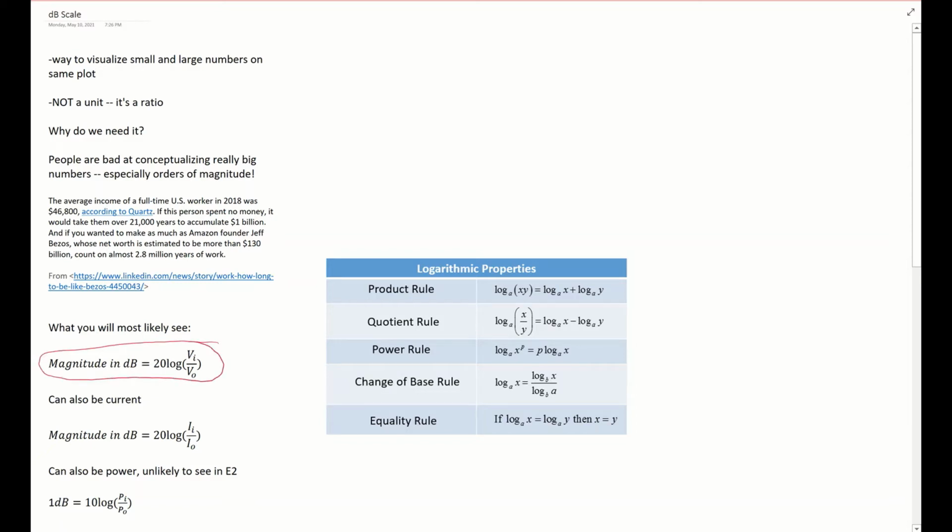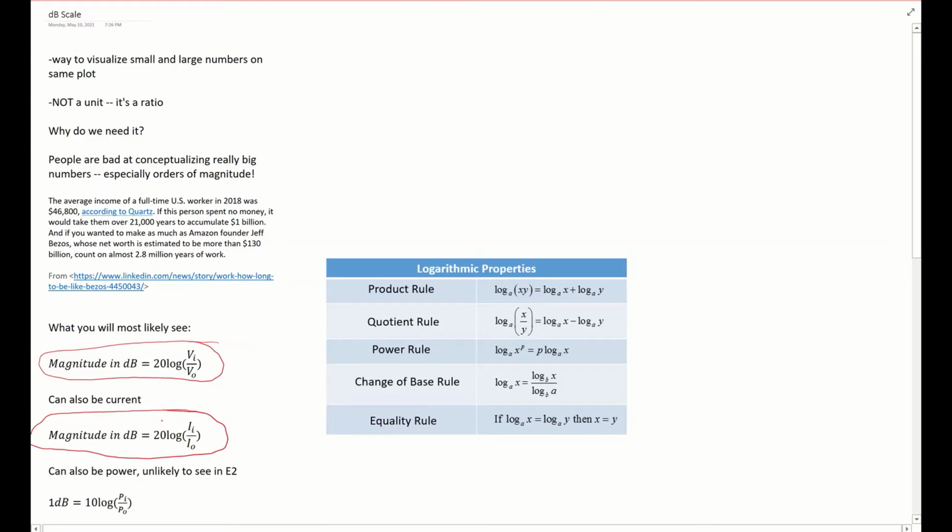And that is, as I was saying, where dB is really a ratio of two things that you're comparing. It's not a unit, so you're comparing the V in and the V out. Another way that you could look at this, depending on what information you have available to you, what you're measuring in the lab, is you might do the same thing, but take the current in over the current out.